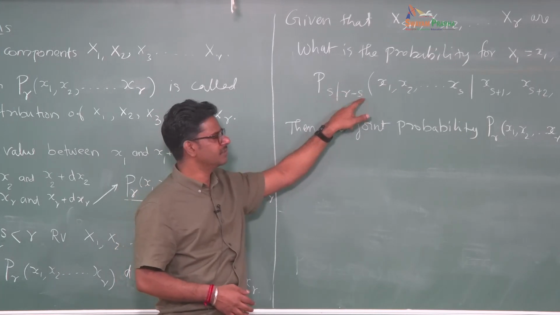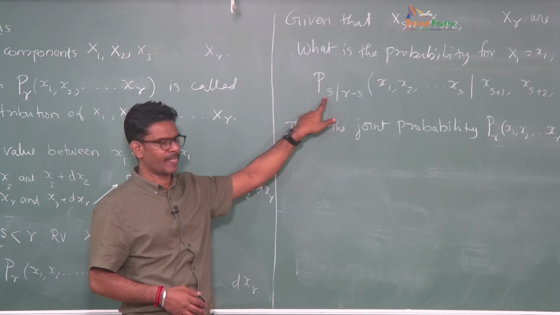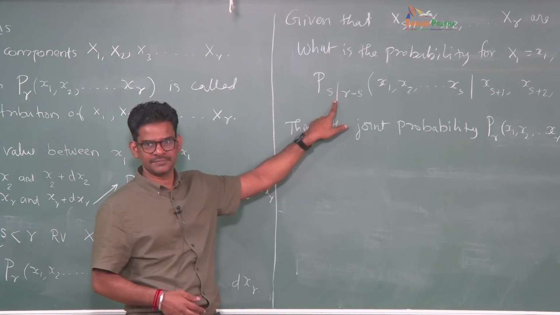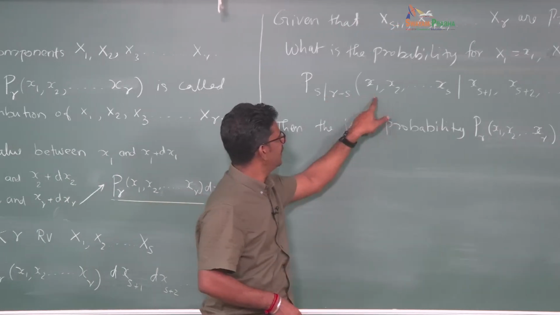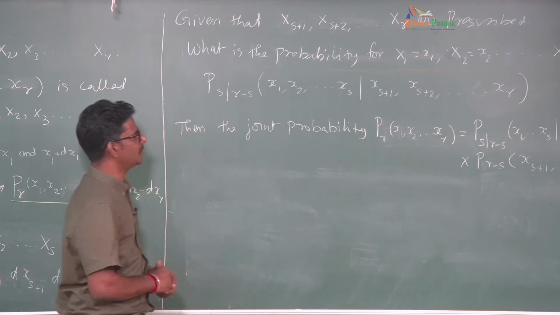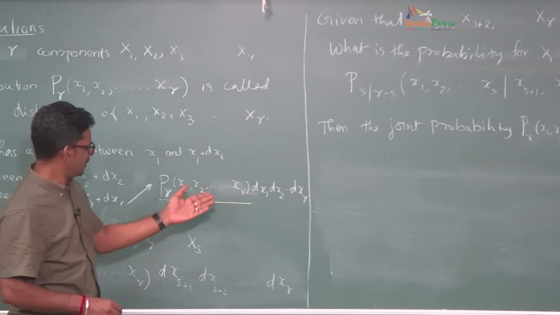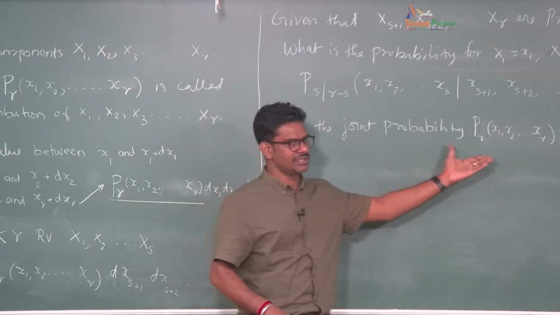How many you fix should be in here, and the number of free variables should be here, separated by this vertical line. That is the notation. And you can see that here I am listing all the S variables here and the remaining R minus S variables here. This is the conditional probability, and we can also combine the marginal distribution and the conditional distribution to construct the total distribution function.